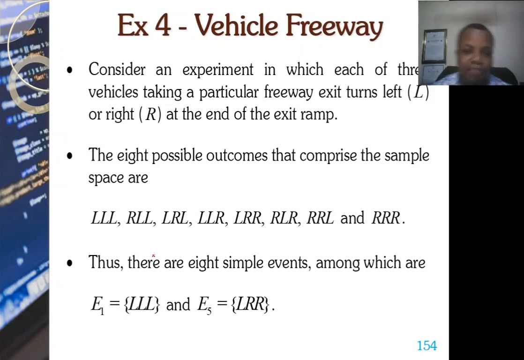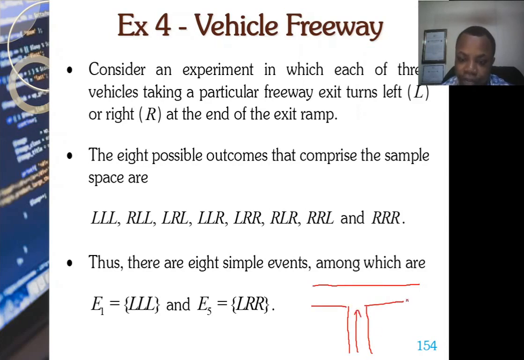Consider an experiment in which each of three vehicles taking a particular freeway exit turns either left or right at the end of the exit ramp. Suppose that we have this freeway. Forgive my drawing. At the end of this freeway, you either go left or you go right. So either you go this way or you go that way. This happens to be our right and this happens to be our left.